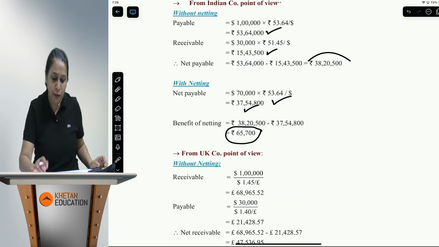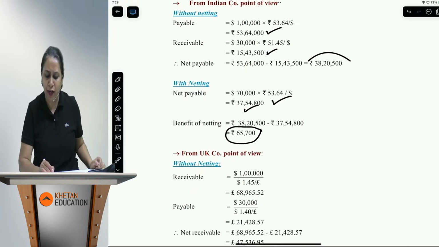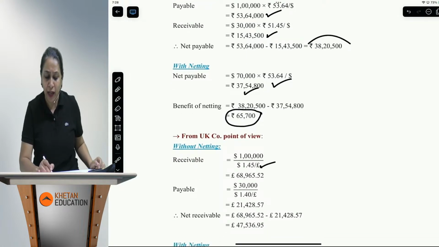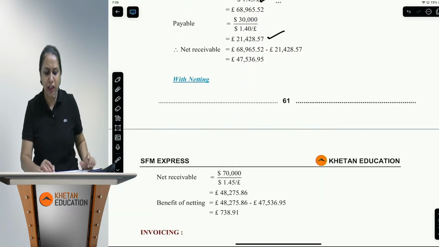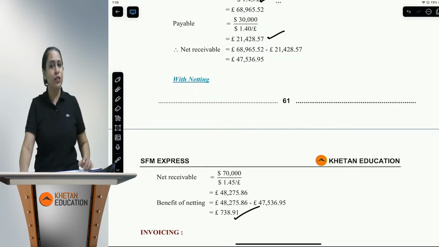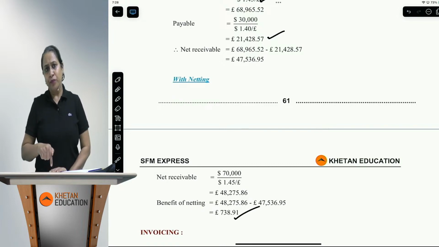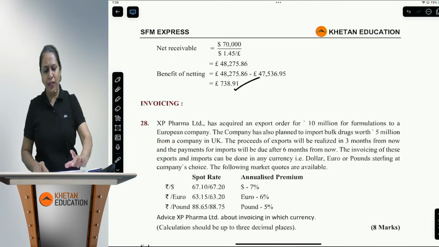Bid-ask spread. From the UK company's point of view, when $1 lakh comes, I will sell in the market to convert to pounds. I will buy dollars and then I will pay. The net receivable is this much, and if you do it with netting, $70,000 net is to be sold, and this again is the extra. This is not an ICI sum at all. This is a sum which I've given from my own stock of questions. So what you did for leading and lagging, you did for netting, and one question of ICI is with respect to invoicing.